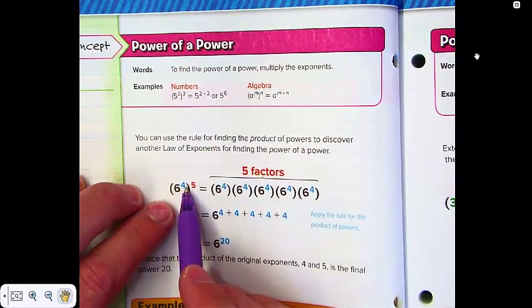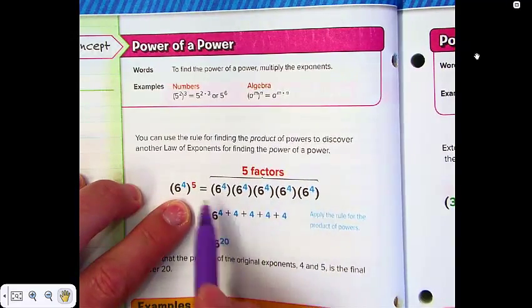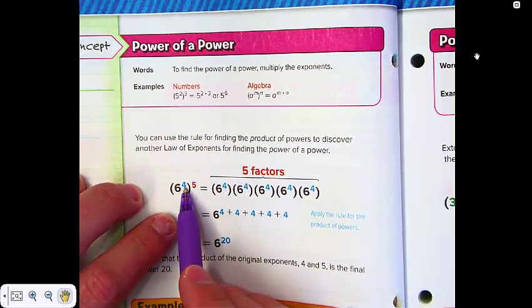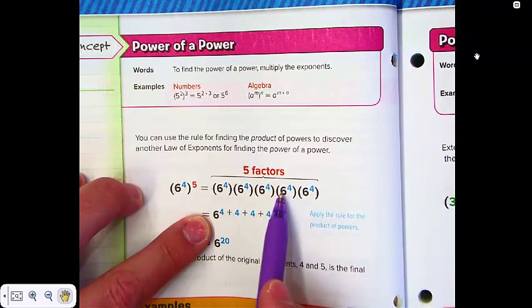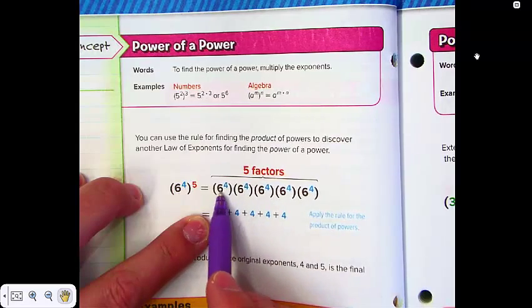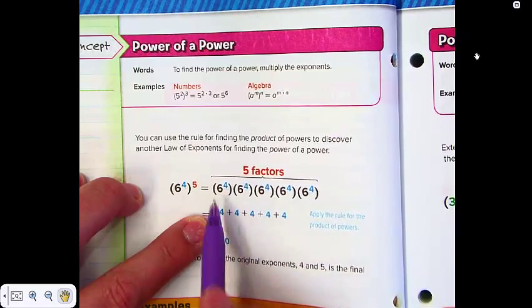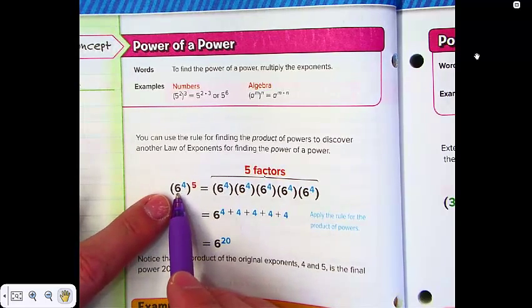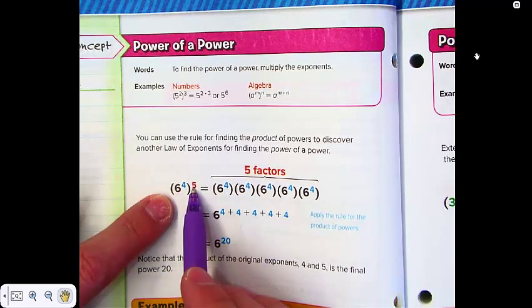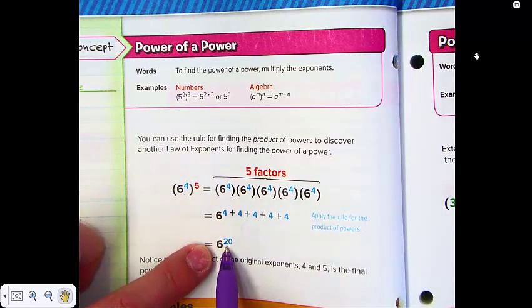If we were to basically have this 5 different times, we'd see 6 to the 4th power, 6 to the 4th power, and so on. Which then, if we added up all these, because now we have bases in between the exponents, we have bases in between. So if we have bases in between, we add. So 4 plus 4 plus 4 plus 4 plus 4. That gets us to 20. All right? Or a quicker way to do it, if you see that this is raised to the 4th power and that's raised to the 5th power, 4 times 5 is also 20. Either way, you should be getting right here.